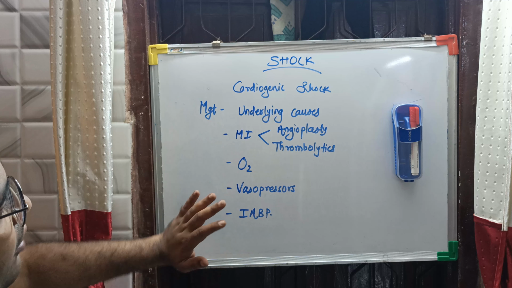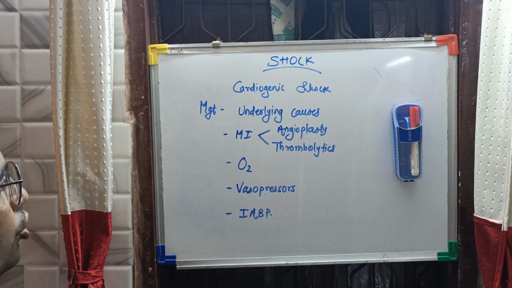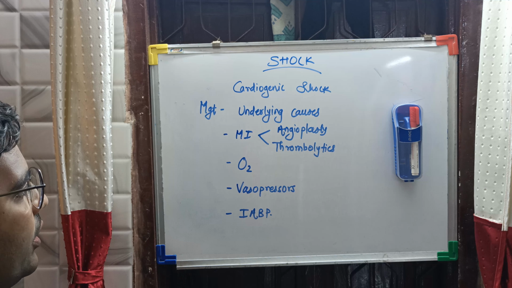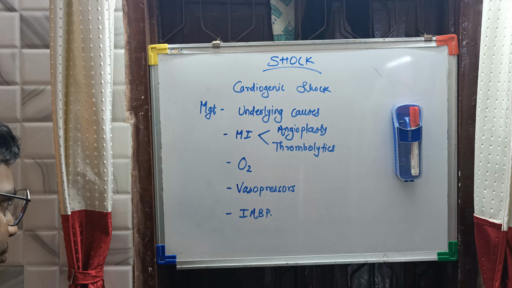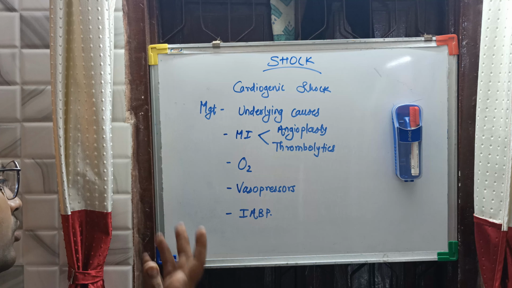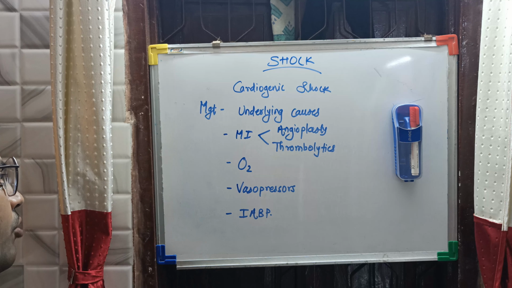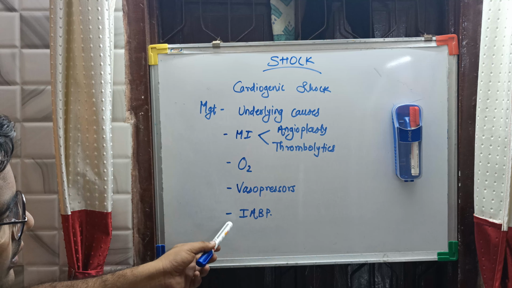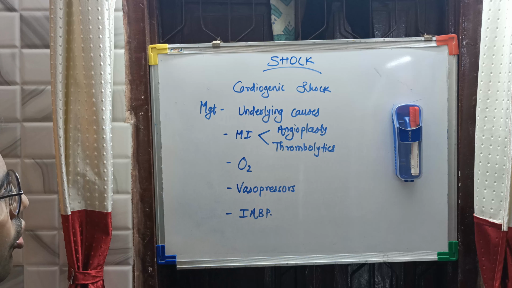First, if the person is having MI, angioplasty should be done and the patient should be put on thrombolytics such as ecospirin, and O2 support. If there is acidosis and the person is not able to breathe properly, O2 support should be there. Vasopressors in extreme conditions, such as epinephrine or adrenaline, should be used, and also the IABP. This is the intra-aortic balloon pump.